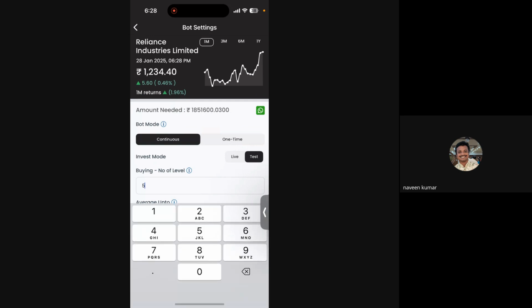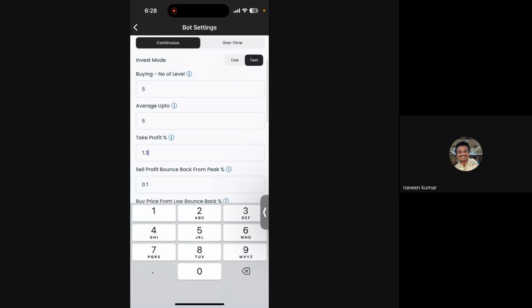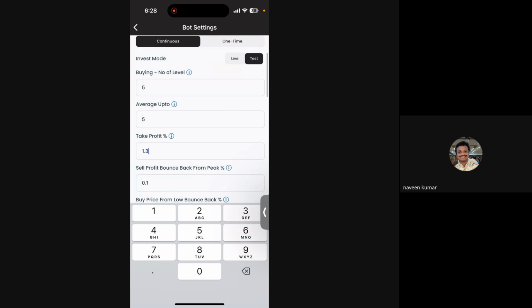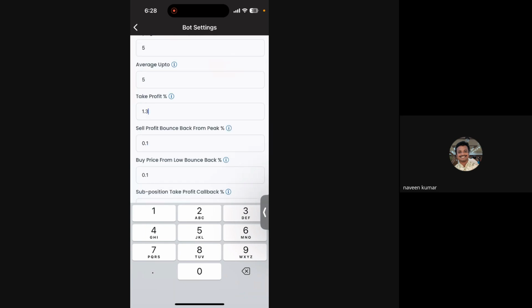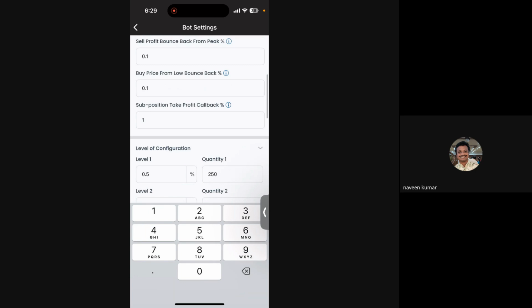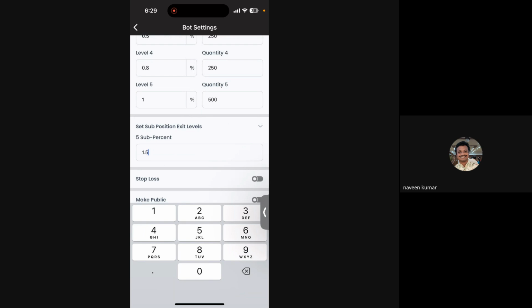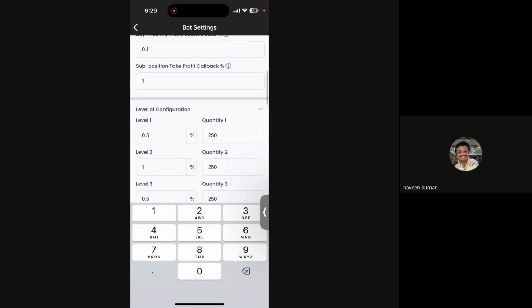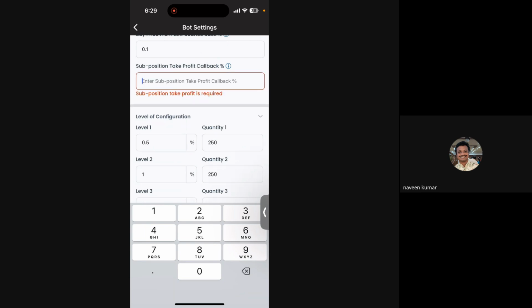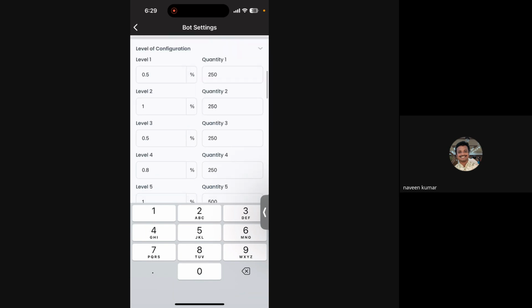So here I have kept five levels of buying. And take profit, I have kept it smartly as 1.3% and 0.1, 0.1. Whenever it comes down by 0.1, it will book it. Whenever it comes down and goes up by 0.1%, it will buy it. And sub position, I have kept it as it is, 5 levels. So after reaching 1.5%, if it drops by 1%, it will sell it. I will make this 0.5, so that we will get more profit.